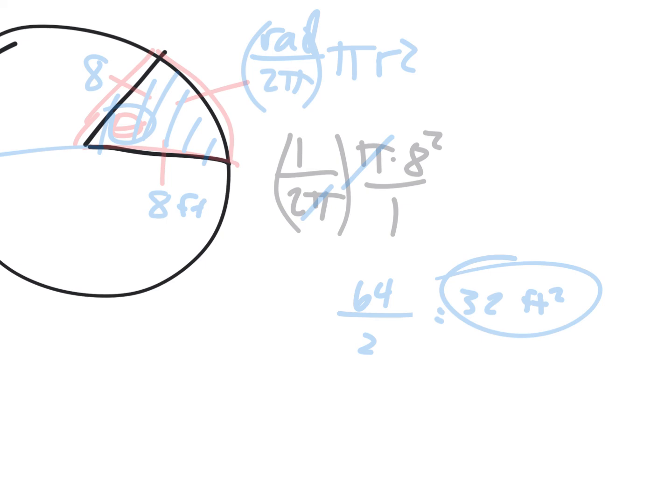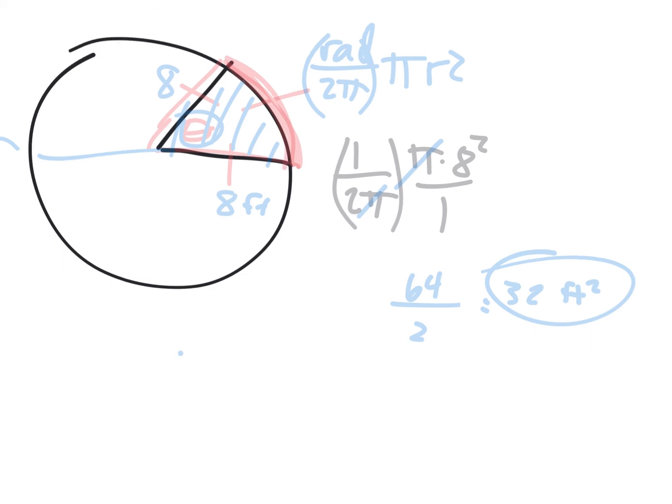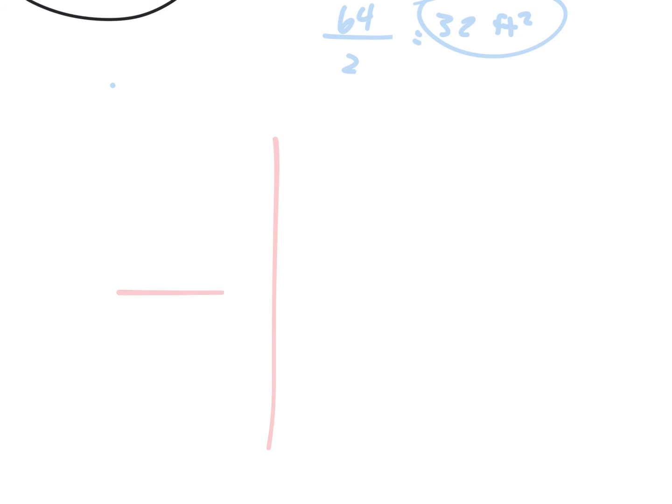Okay. Next one. This little red distance right here, I made it be 8 because I wanted to make it be a radian. What if I make it not a radian?